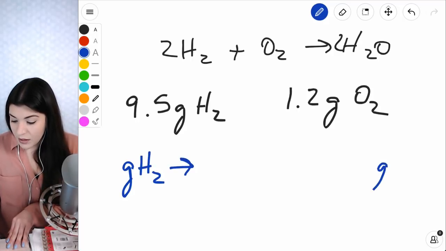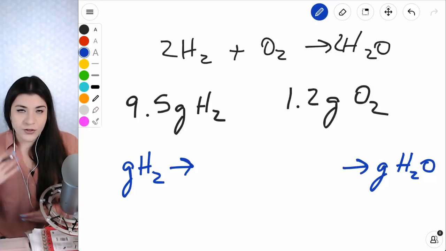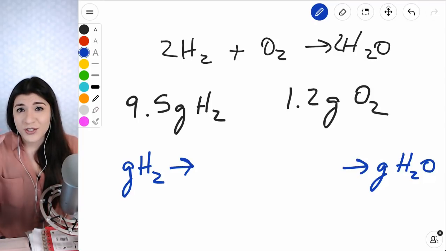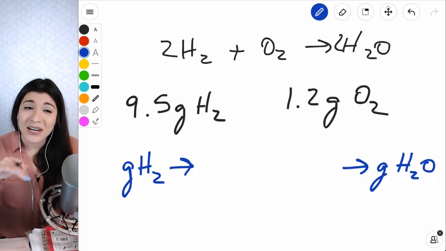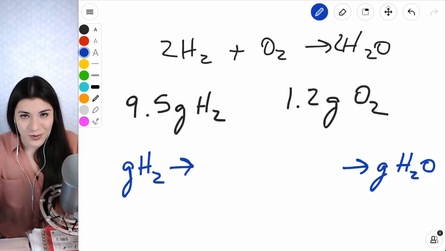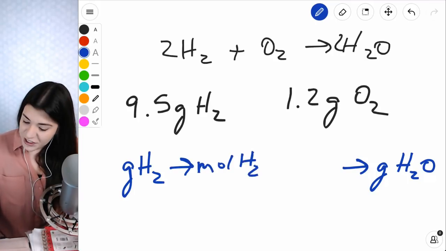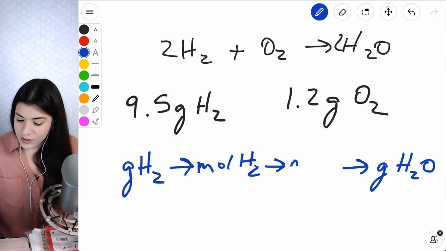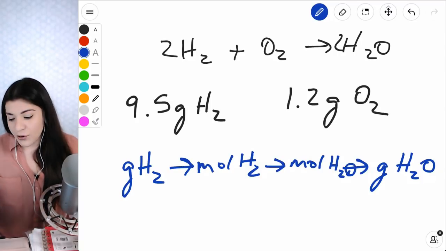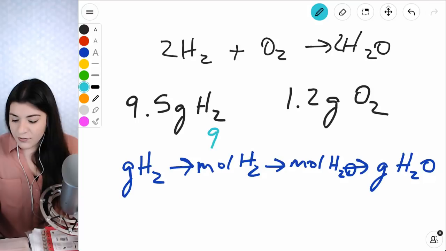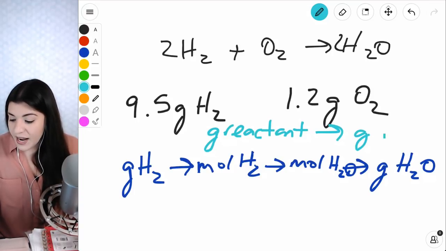Now, a lot of times, it's tricky to see, where do I even start? Where do I begin? If you don't know where to start, I recommend just changing this to moles automatically. It works every time because everything equals moles. So I'm going to go from grams of H2 to moles of H2. Then I'll do my mole to mole ratio to get to moles of a different compound, which is moles of H2O, and finally get to grams of H2O. So what you're always going to do, by the way, for a limiting reactant question, is go from grams of your reactant and then make your way to grams of your product for each reactant.